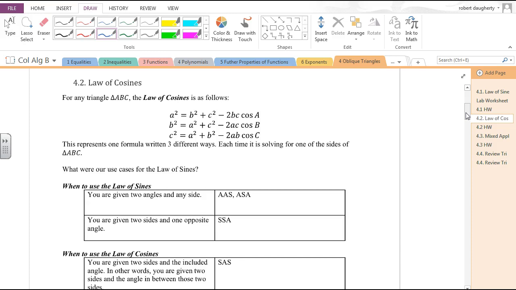You'll have triangles and word problems with law of cosine, and then when I see you again tomorrow, we're just going to throw together law of cosine and law of sines, and you have to figure out how to use which one.